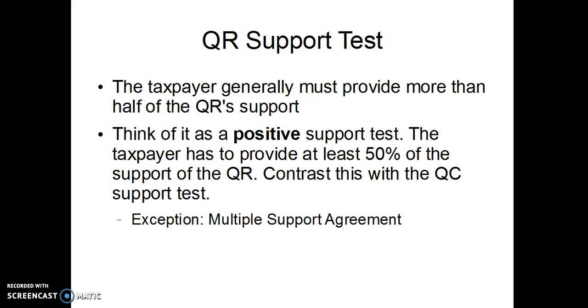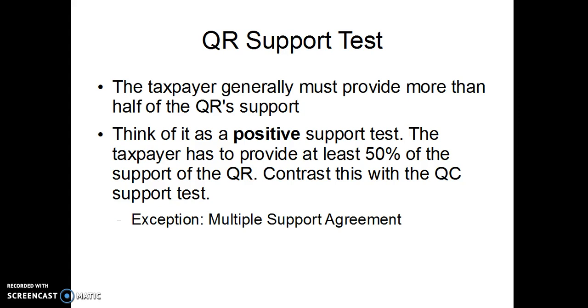And the last test is the support test. Now, this is what I was talking about in the qualifying child video when I kept emphasizing the support being a negative support. Now, let's take a look at this. This says the taxpayer, see, this is the difference here, the taxpayer generally must provide more than half of the qualifying relative's support. Okay, so now here's the part where I distinguish the two. Think of it as a positive support test. The taxpayer has to provide more than 50% of the support. So in the qualifying child support test, the taxpayer did not have to provide the support. They just had to make sure that the child didn't provide more than 50% of their own support.